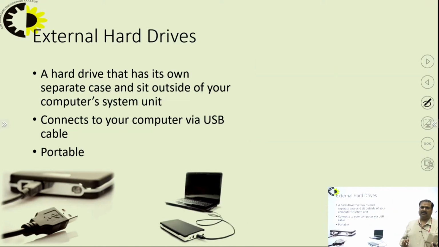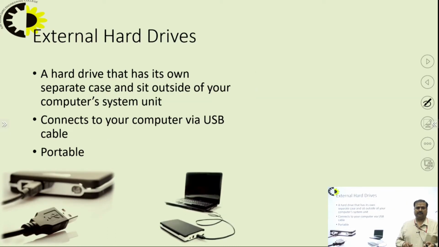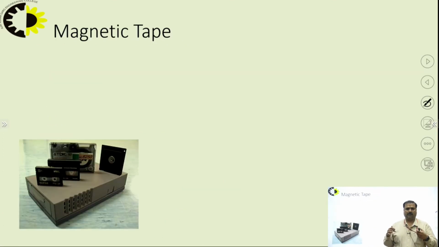There may be some external hard disk also. This was the example of internal hard disk. Some external hard disks also, which we can use plug and play. So these kind of hardware drives have their own separate case and sit outside of your computer system, which you can attach anytime. So you can connect to your computer via USB cable. So they become more portable. We can carry them with us, and whenever we get a computer system, we can utilize the data inside this external hard disk, or we can have a backup inside these external hard disks.